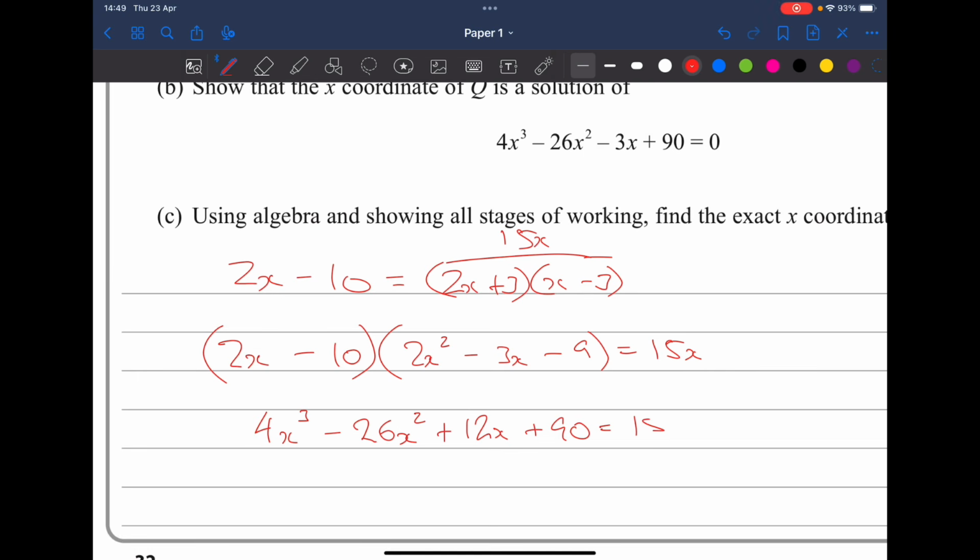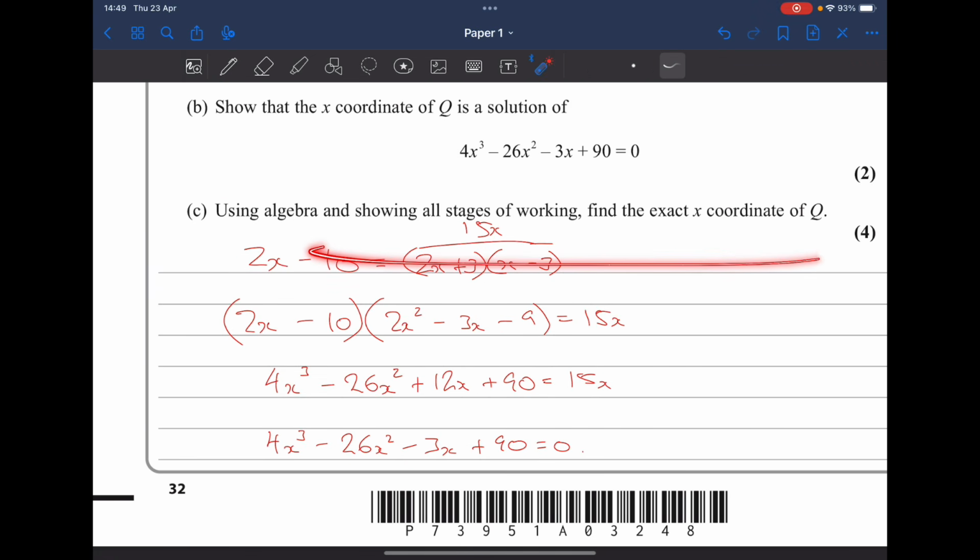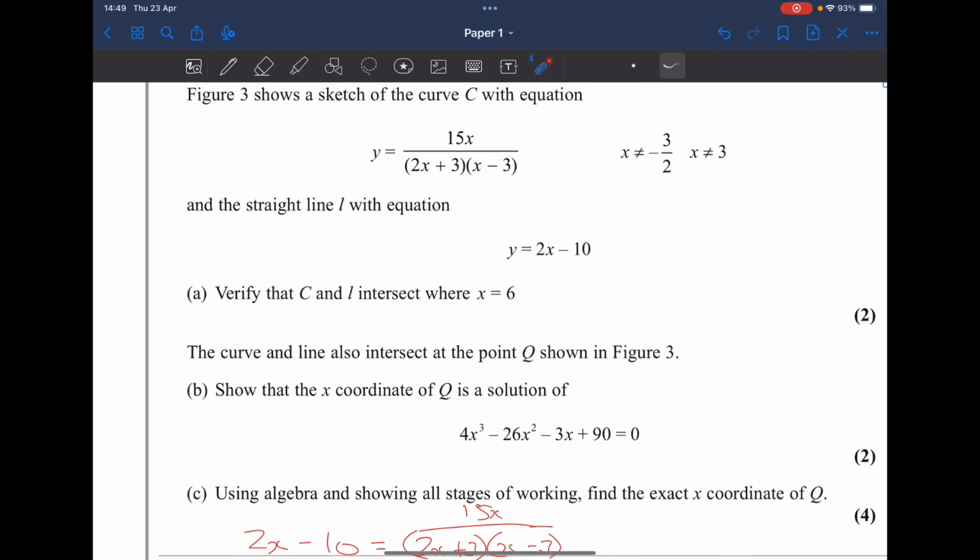This equals 15x still. If I take away the 15x, I get exactly what we are after. So that 12 becomes a minus 3. And then we're good to go. I guess part C, yeah, part C is to find the thing.